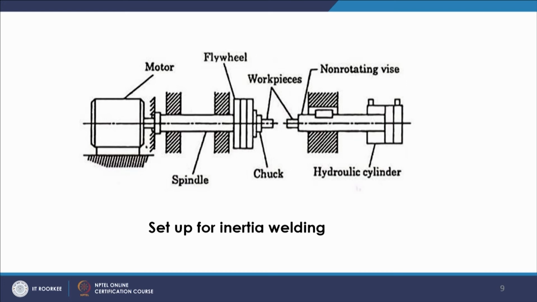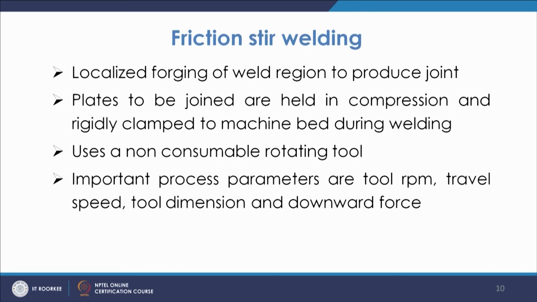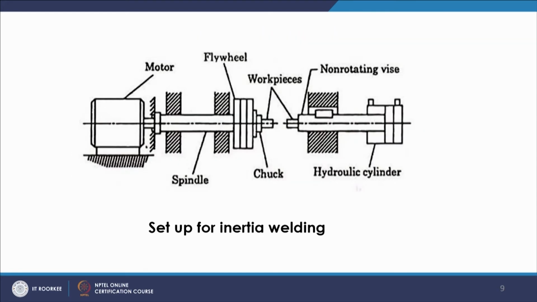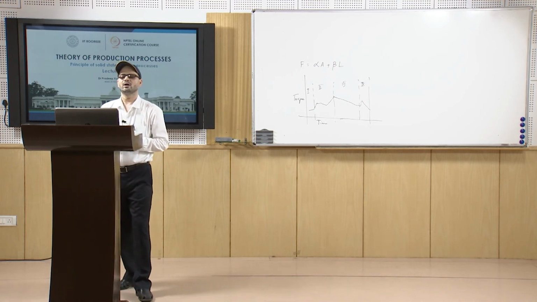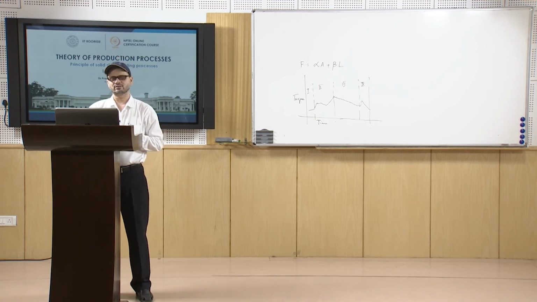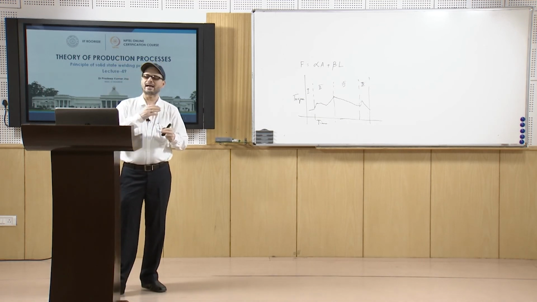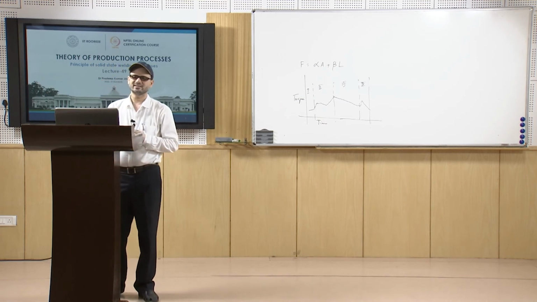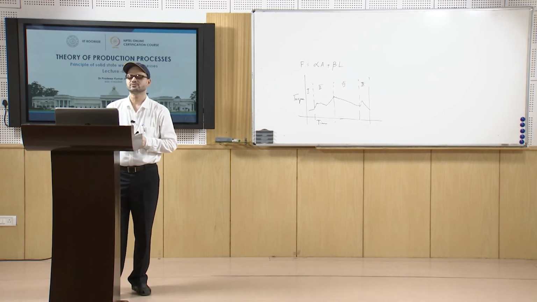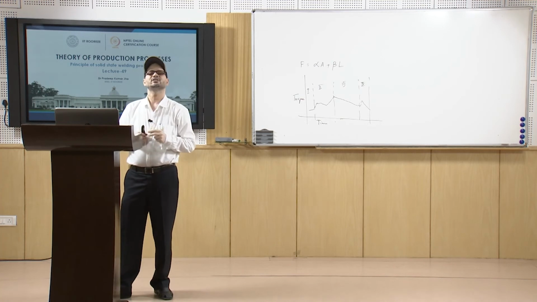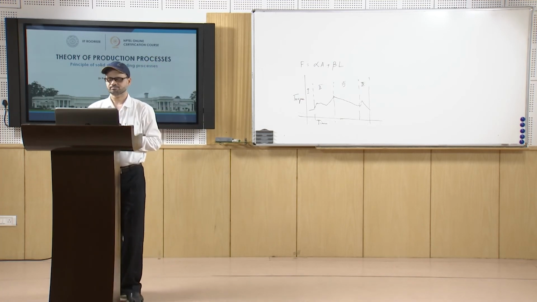Now, there are certain traits of this inertia welding, with a certain difference from continuous drive friction welding. In the case of continuous drive friction, the welding is carried out at constant spindle speed, whereas in inertia welding, it starts at high speed and then slowly decreases. That is why you will have a shorter weld time in this case.